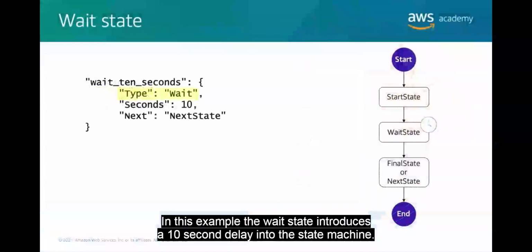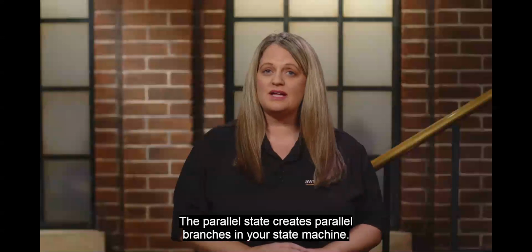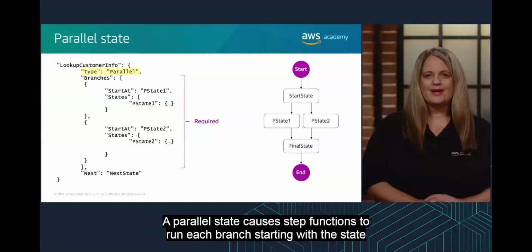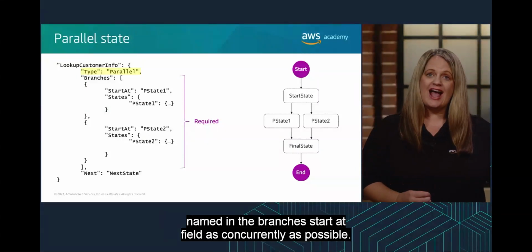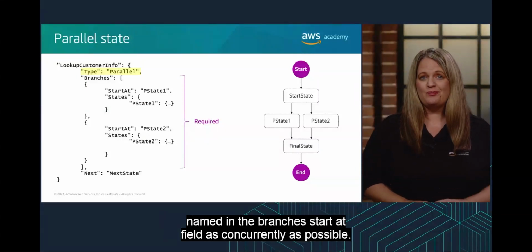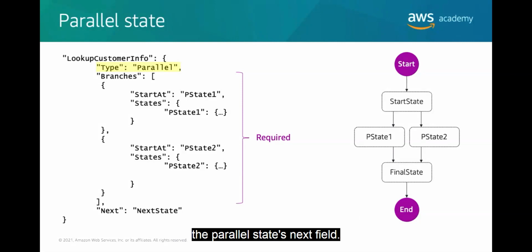In this example, the wait state introduces a 10-second delay into the state machine. The parallel state creates parallel branches in your state machine. A parallel state causes Step Functions to run each branch, starting with the state named in the branch's Start At field, as concurrently as possible. The service waits until all branches reach a terminal state before processing the parallel state's Next field.